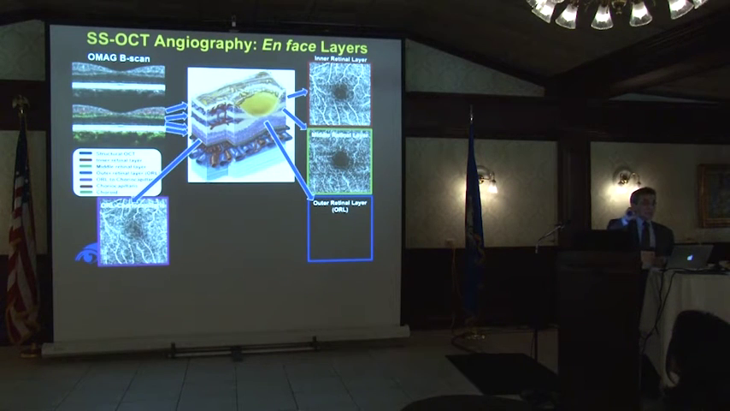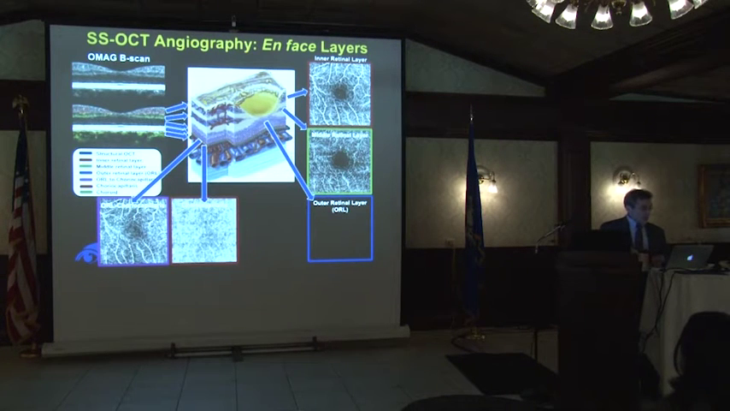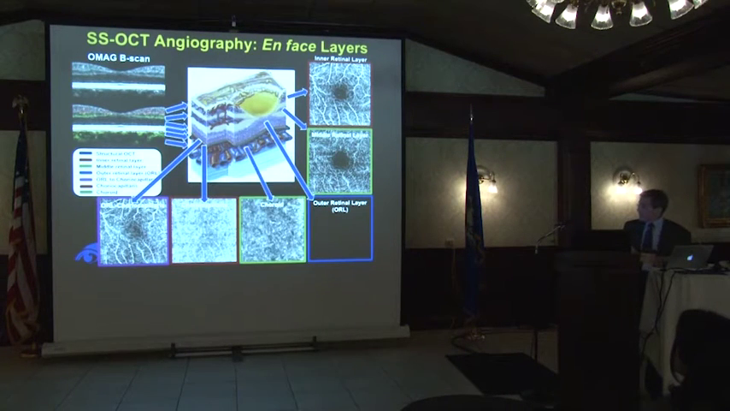Then you can look at this layer that encompasses the outer retina to the choriocapillaris, a very important layer. We call this the ORC layer. This is where most of the action occurs, particularly in macular diseases, between the outer retina and the choriocapillaris. Then you have the choriocapillaris. This is the first time we've ever been able to actually image the choriocapillaris in a living subject, and it opens up a whole new world of looking at macular diseases.